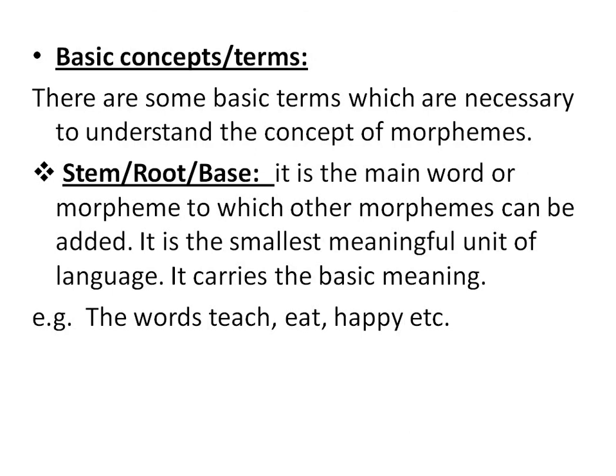For example, we can say the words teach, eat, happy. The word teach is one complete morpheme. It is the minimal meaningful unit, it cannot be further subdivided. Eat is a morpheme. It carries the basic meaning, and it cannot be further divided. So this type of word or morpheme is termed as the root, the base, or the stem.